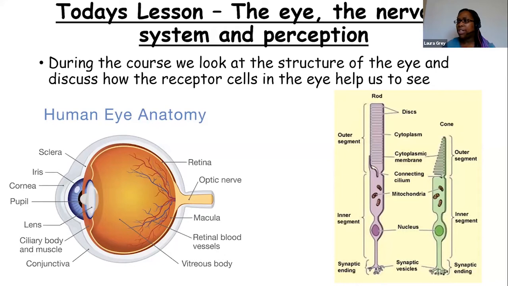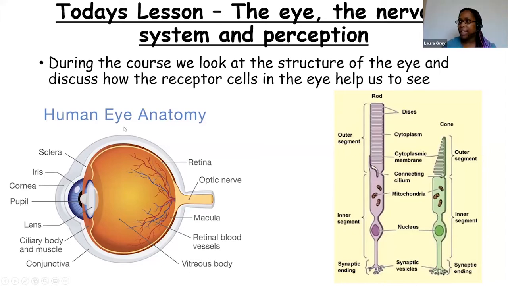So on my screen, you can see the structure of an eye, and then there's a couple of structures on the right-hand side. These are cells. They're known as a rod cell, that's the purple one, and a cone cell, which is the green one. Now, I'm not going to talk too much about that today, but what we're looking at today involves some of those structures, and it definitely involves the eye in places as well.